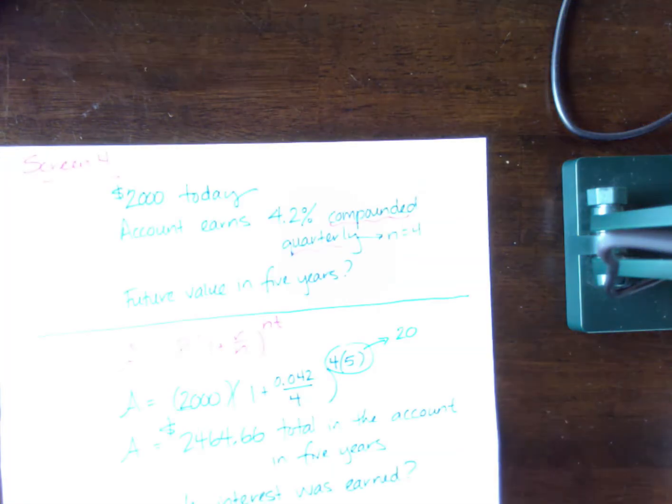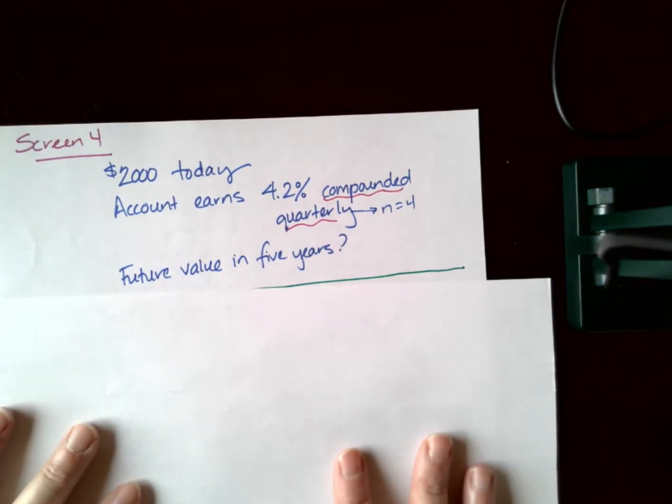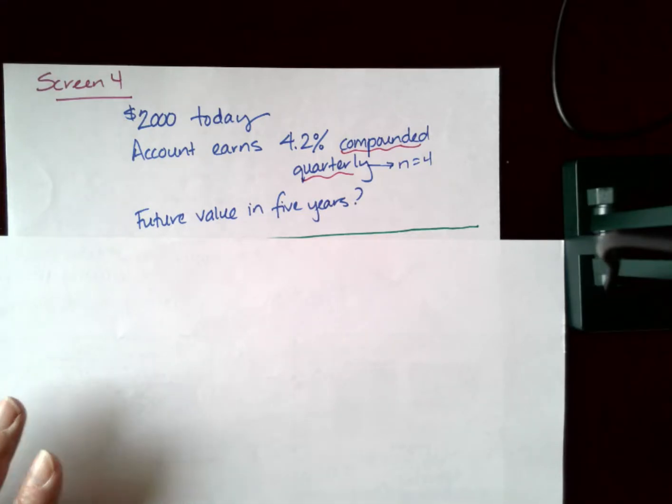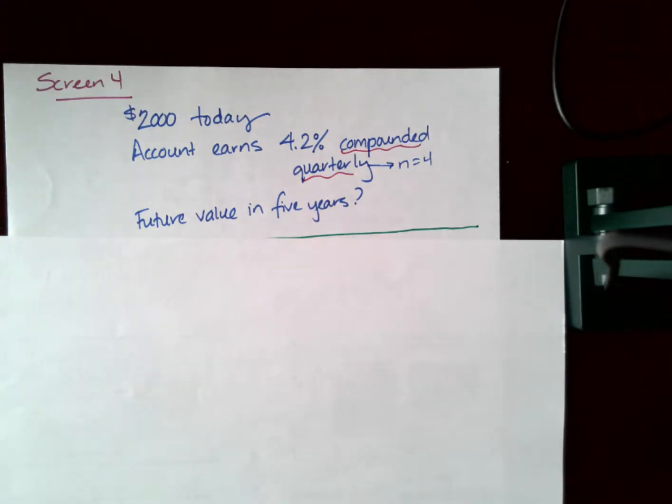Screen 4 is another idea involving compound interest. It is this one. If we had $2,000 today and we put it in an account that earns 4.2% compounded quarterly, what's the future value in 5 years? That means the value of the account way off in the future. You'll sometimes hear this called the maturity value also.